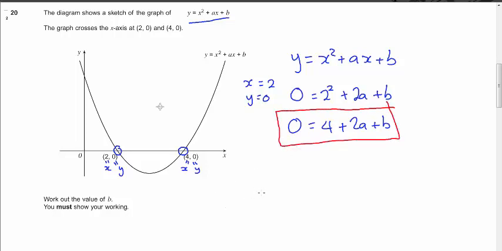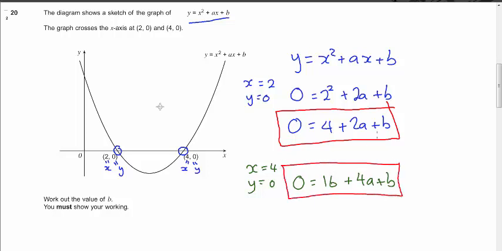Now let's go back and plug in the second one, where we know that x equals 4, y equals 0 also works for this. So if you shove that in there, you get 0 equals 16, because that's 4 squared, plus 4a plus b. And here's our second equation. We need to now find b, but do you notice this? We've got two equations which have a and b in.